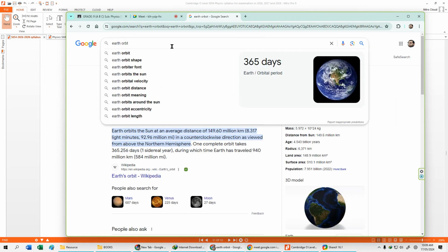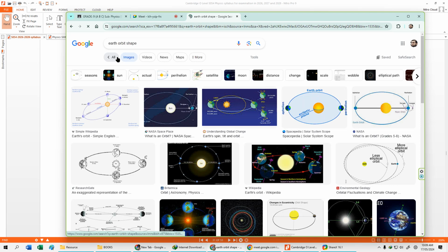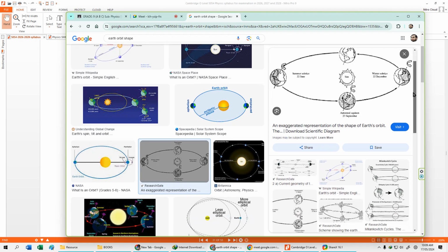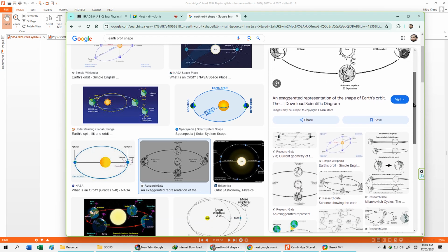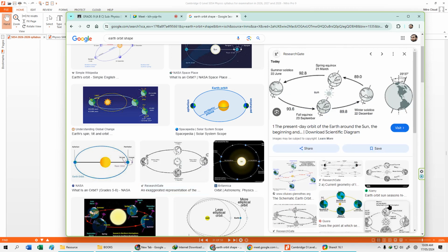Orbit shape images, and let's pick up a very simple image which could be this. It's a pretty old image, but it will do the job. Would it though? Yeah, this will do the job. Or we could pick up this one as well.